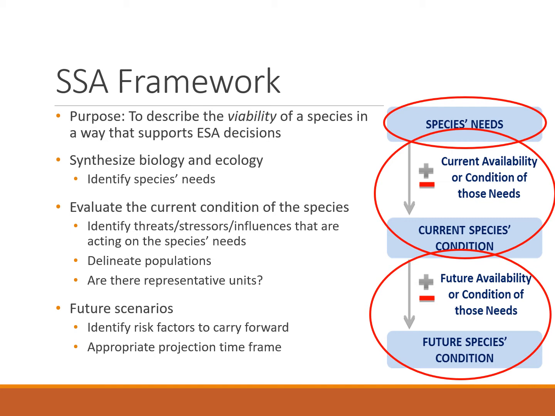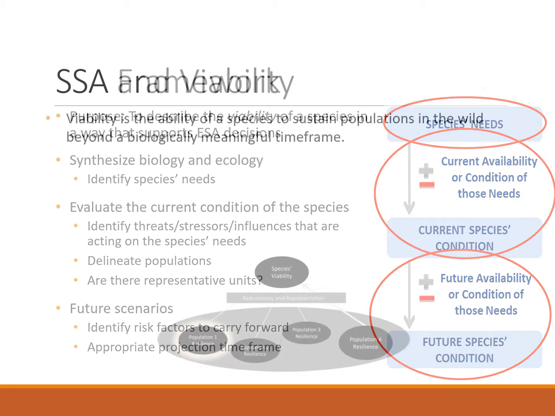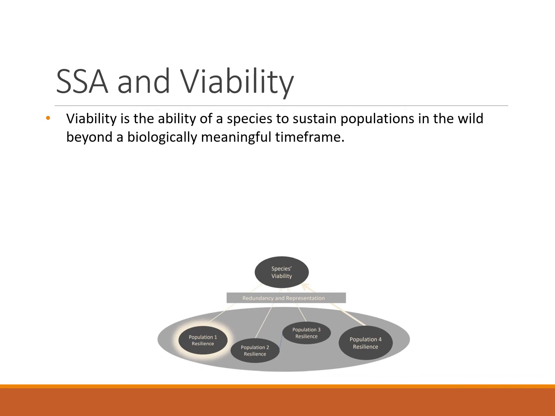And this is when you're looking at the future availability or condition of the species needs that you've established in the first step. This is when you're evaluating what risk factors are important to carry forward or that you can even carry forward, and what's the appropriate time frame that you're using to project those species conditions forward. So this time frame has to be appropriate not only to the taxon that you're evaluating, but also to those risk factors that you're carrying forward. And I'll talk about all of this in more detail later. But moving on to the definition of viability.